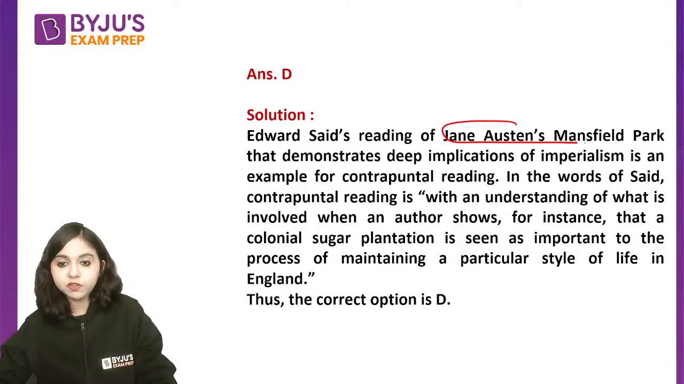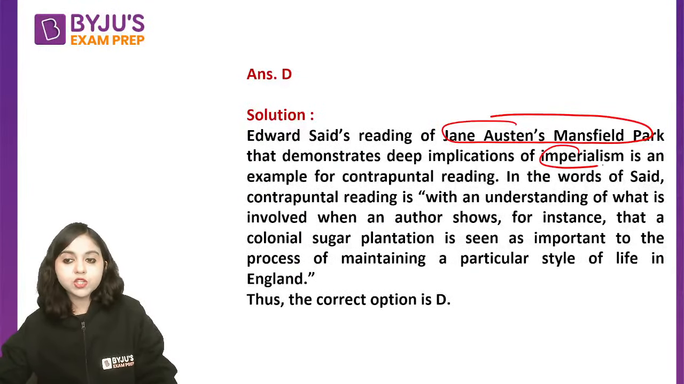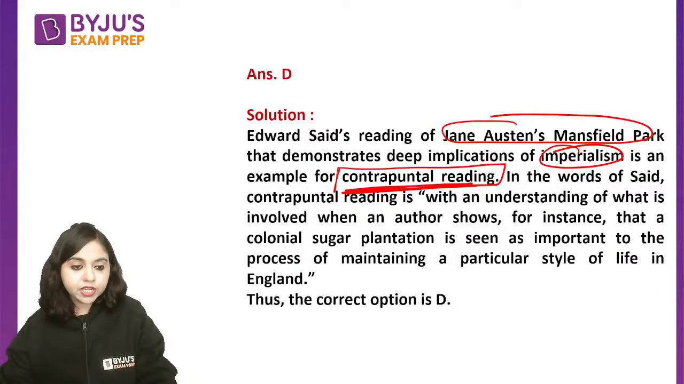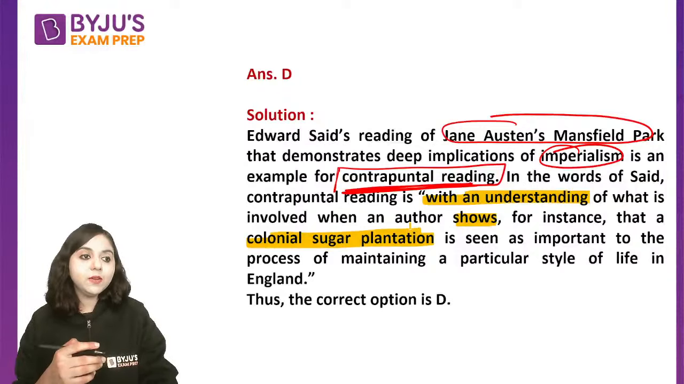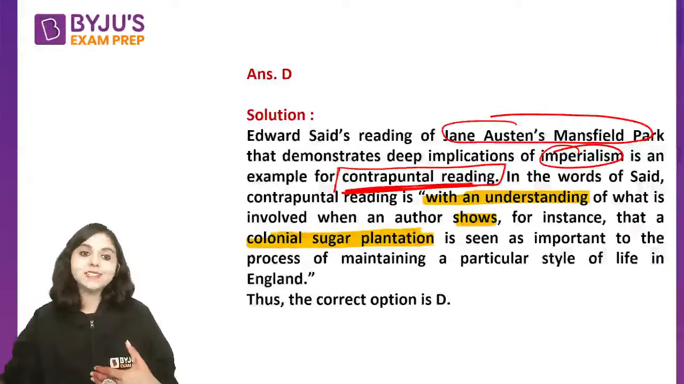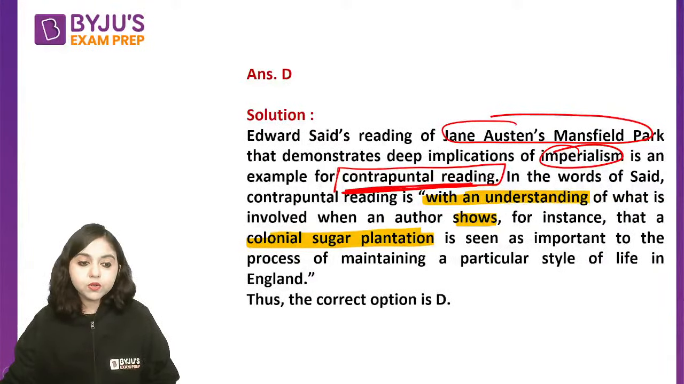So Jane Austen's Mansfield Park is demonstrating deep implications of imperialism. This is an example of contrapuntal reading. So what is contrapuntal reading? He's also defining it, by the way. And what is the major definition that he is giving? He's telling you it is dealing with the understanding of what is involved when the author shows, for instance, that a colonial sugar plantation is seen to be more important. See, basically, you're going against something which was established already. You're trying to make sure that there is greater visibility to something that is there.